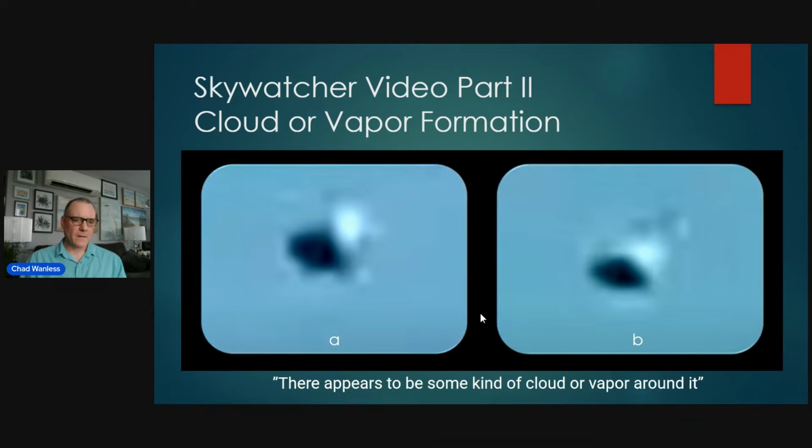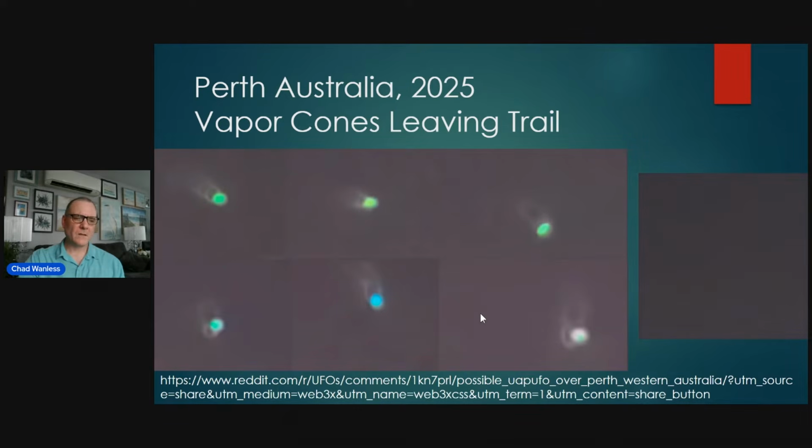So I'm not the only one to spot this. The Skywatchers recently have released some of their videos, and they noticed it as well. And they stated it appears there are some kind of cloud or vapor around it. And they shared one example of it, but in an interview, one of their leaders was saying they had seen it in multiple videos. And then this is another example that came out just last month.